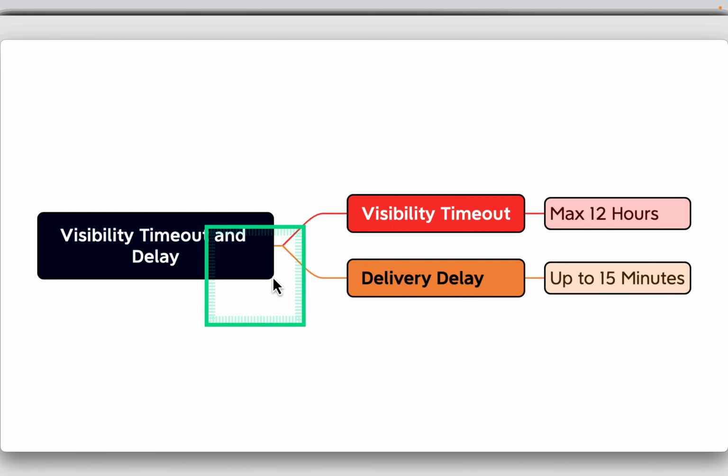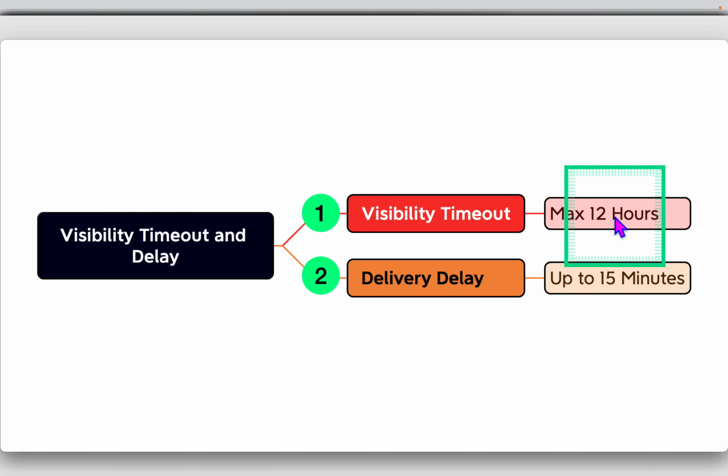Visibility timeout and delay. Visibility timeout: the maximum period a message can stay invisible after being read is 12 hours. Delivery delay: messages can be delayed up to 15 minutes before becoming visible in the queue.